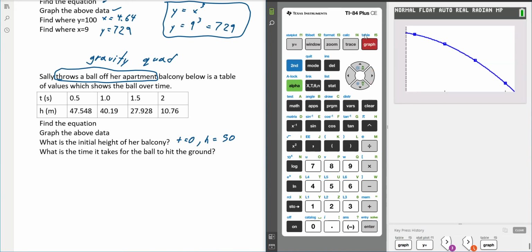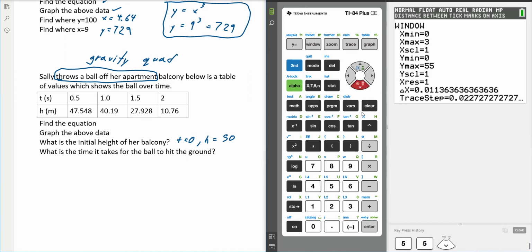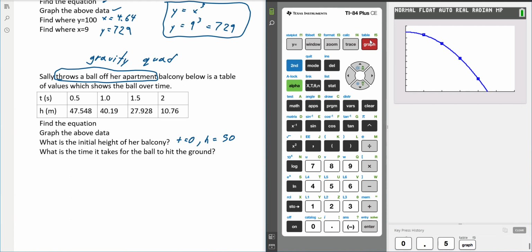Okay, what is the time it takes for the ball to hit the ground? Actually, we're going to have to probably zoom out a little bit. So 0 to 3 seconds. We're going to go to 0. We're going to go to 55. I'm just going to adjust the window just slightly so that we can see a little bit more clearly.